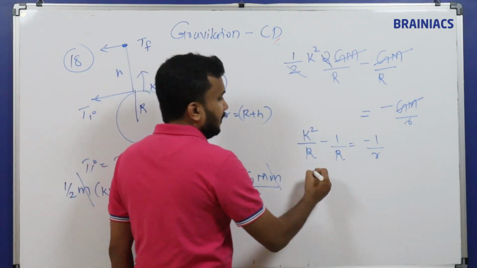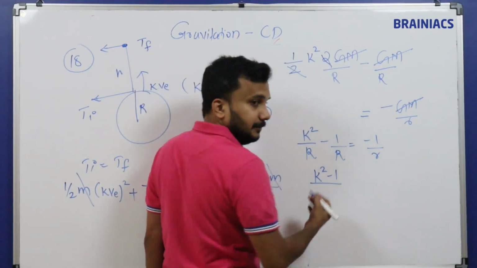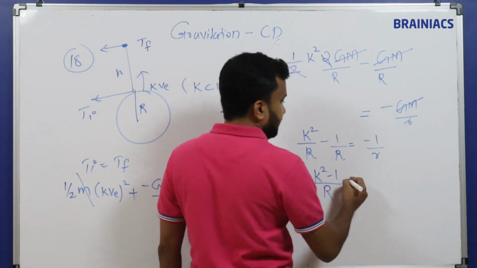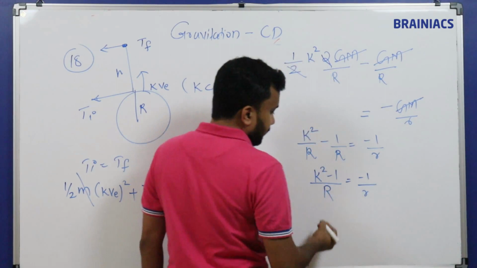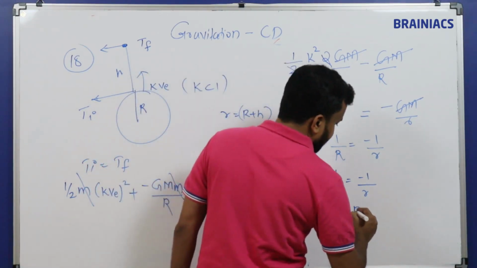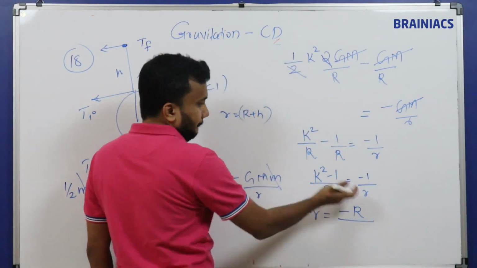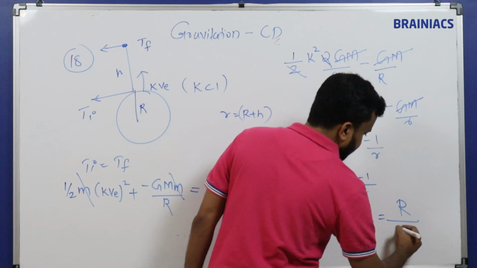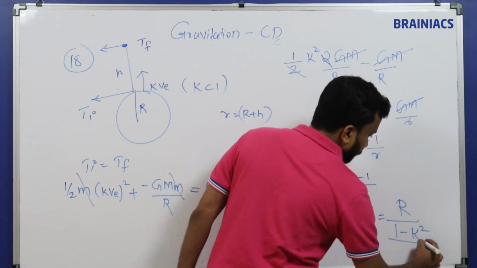So we'll solve this one. k square minus 1, whole divided by R, taking the LCM, equals minus 1 by small r. So small letter r will be equal to, cross multiplying, minus R divided by k square minus 1, or I can say R divided by 1 minus k square. Both are correct.